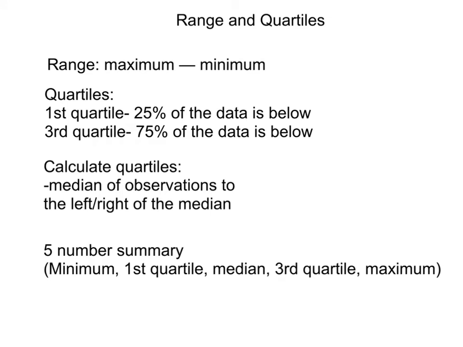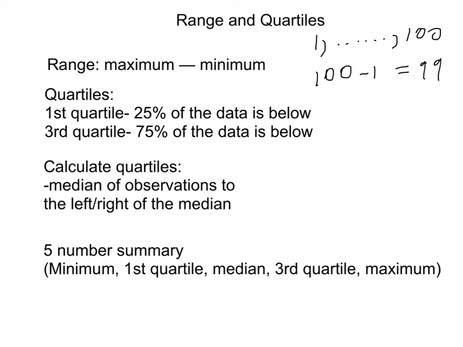And another thing to know is range and quartiles. Your range is the maximum data point you have subtracted by the minimum data point. So if we have the numbers 1, a bunch of random numbers, and then our maximum is 100, the range is going to be 100 minus 1 equals 99. So 99 is going to be our range.